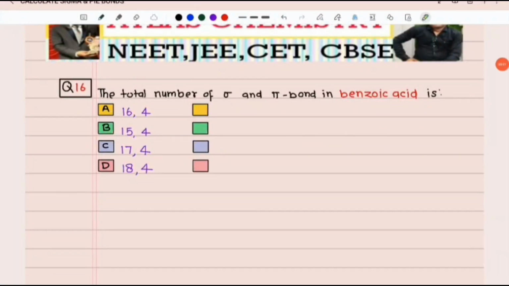This is question number 16. What is the question? Calculate the total number of sigma bonds and pi bonds in benzoic acid. The options given are 16 sigma bond and 4 pi bonds, 15 sigma bond 4 pi bond, 17 sigma bond 4 pi bond and 18 sigma bond and 4 pi bond. So first of all we have to see the structure of benzoic acid. So benzoic acid looks like this.